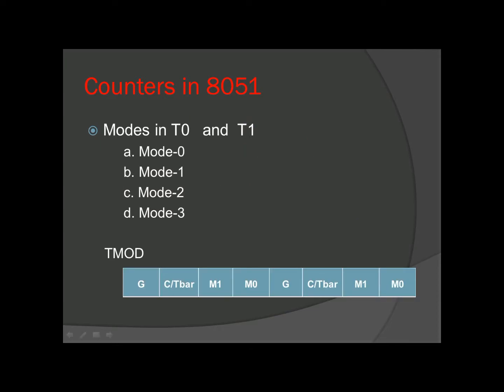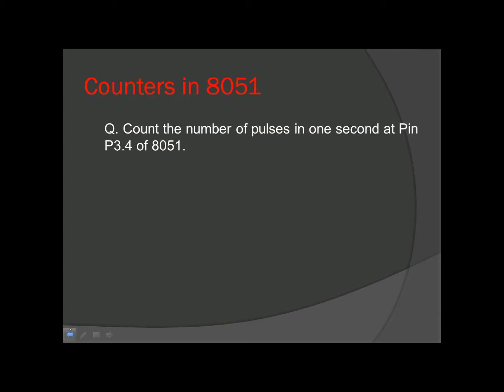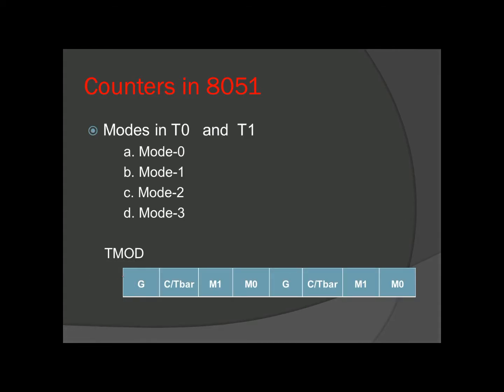Now to define the use of counters and to set their modes, we use the TMOD register. The TMOD register, we know, is the timer mode control register. It consists of bits M0 and M1, both for T0 and T1, or you can say C0 and C1 in counters. Basically the lower 4 bits are for timer 0 or counter 0, and the upper 4 bits are for timer 1 or counter 1.